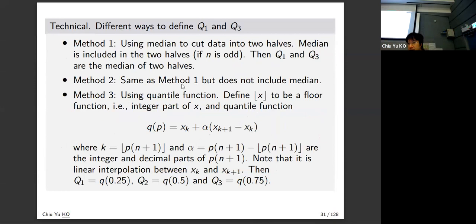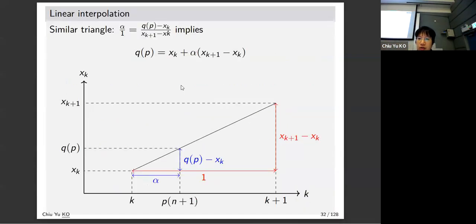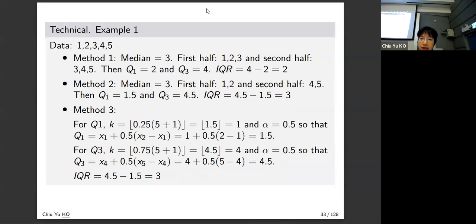The second method is a variation of the first one. You take the median, but you kick the median out of your data. Look at this: 3 is the median, right? You kick it out of the data. So the first half is 1 and 2, and the median is 1.5. Look at the second half, 4 and 5. The median is 4.5. The IQR is the difference between the two.